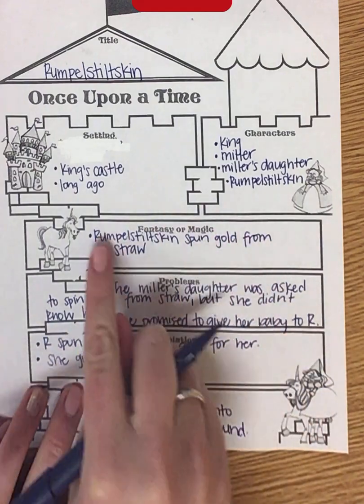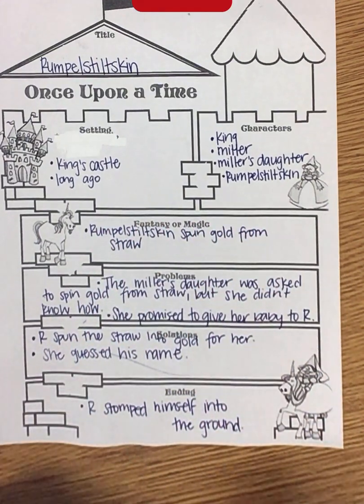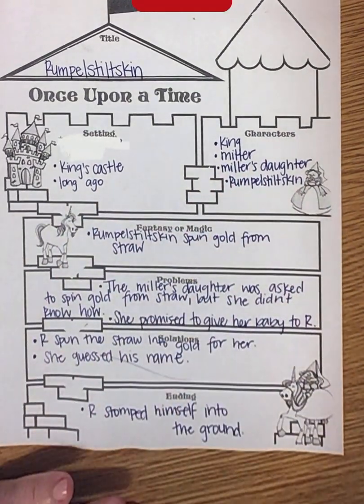So remember, all of these things come together to make our fairy tale. Setting, characters, fantasy or magic, problem, solution, and an ending. Girls, I want you on the next slide to take a picture of your chart with these elements.